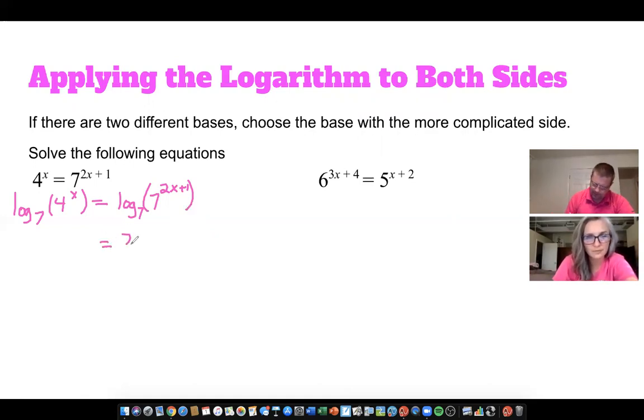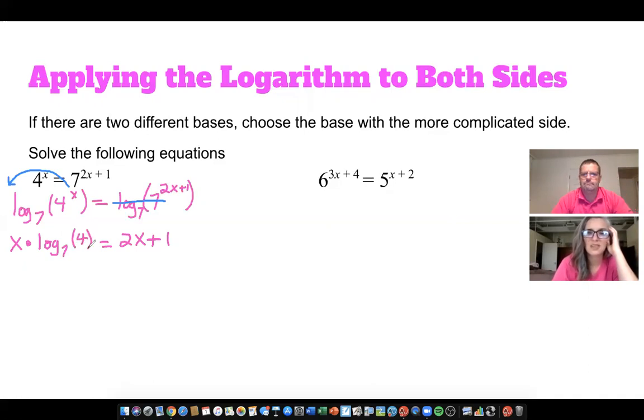Because now I'll have 2x plus 1 all by its lonesome on this side. Okay? Now, I got that x in the exponent, but using that product property, I can throw it out front, right? So I'm going to have x times log 7 of 4. Ooh, yuck. Ooh, yuck is right. But what's log 7 of 4?